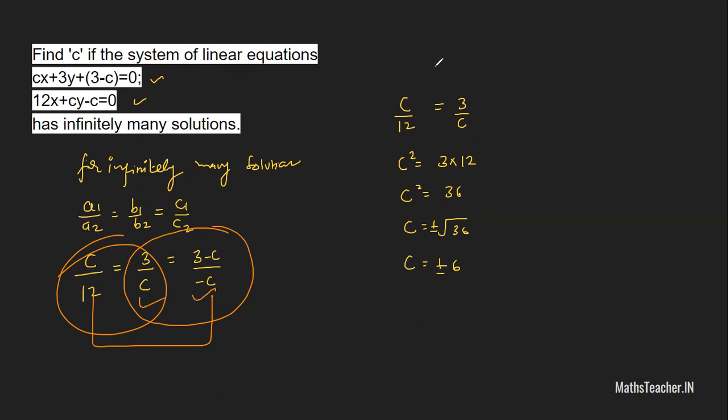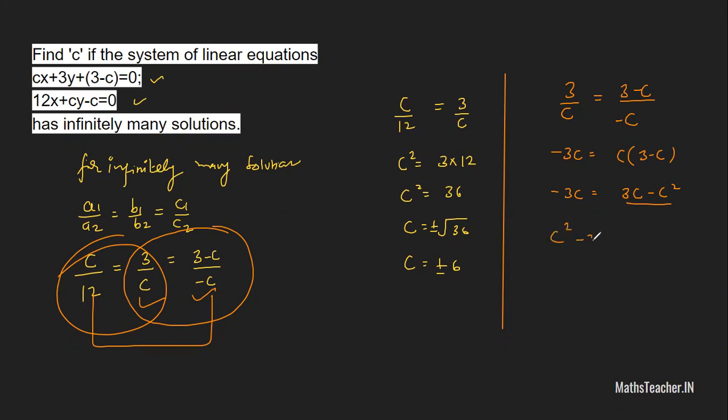I'm going to equate these two ratios and find out what the value of c should be. So let's take 3 upon c is equal to 3 minus c upon minus c. Let's do the cross multiplication. It is minus 3c equals 3c minus c square, right? I'm going to move everything on the right hand side to the left hand side. So it will become c square minus 3c, and minus 3c is already there on the left hand side, so c square minus 6c equals 0.